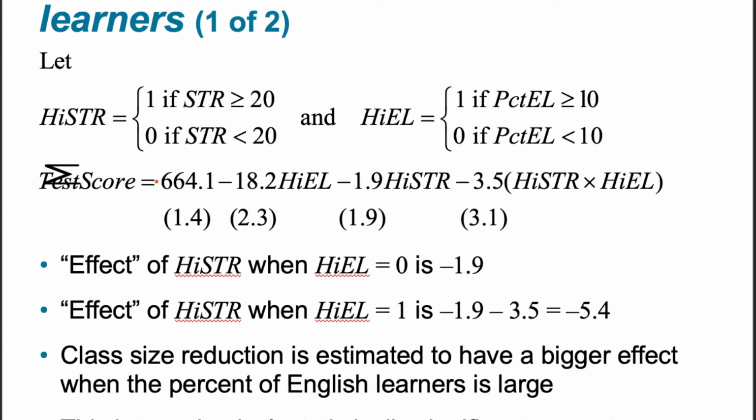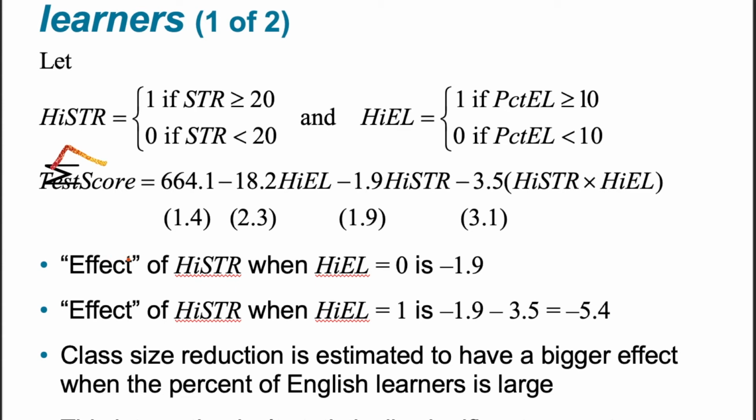We run this regression and find that predicted test score is 664.1 minus 18.2 times high EL minus 1.9 times high STR minus 3.5 times this interaction term that we have defined. We have generated a new variable, high STR times high EL.